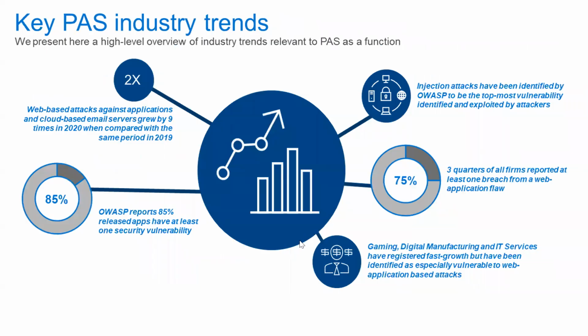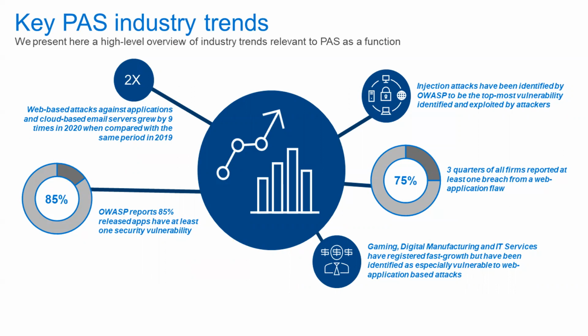So as you look through web-based attacks, these are again applications or cloud-based email servers that have grown 9 times since 2020 compared to the same period in 2019. Injection attacks, which have been identified by OWASP. OWASP is an organization used by us techies to determine what the most vulnerable applications out there today are and what the top 10 vulnerabilities for all of those are.